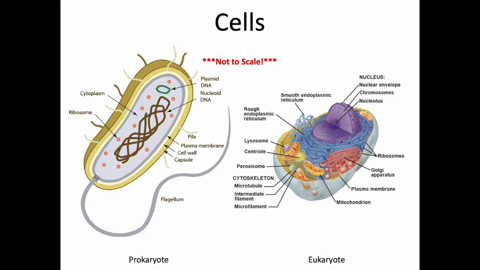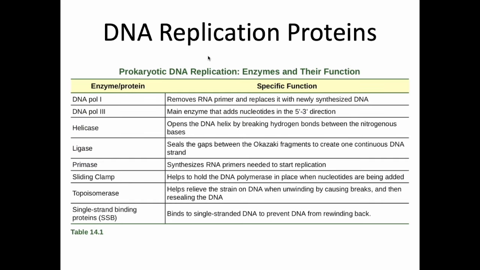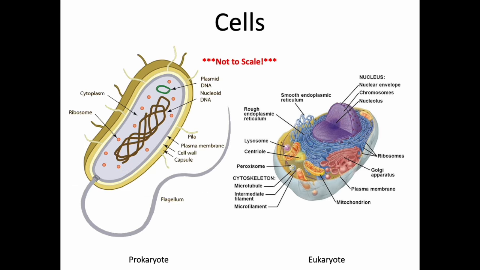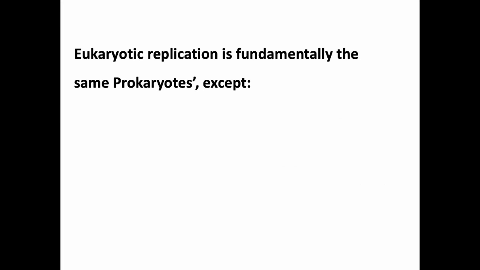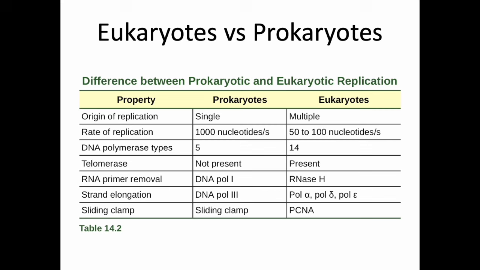As promised, let us now talk about the differences between prokaryotes and eukaryotes. Again, everything we talked about just now with DNA replication applied to both of these things, but how is DNA replication different between these two types of cells? Well, again, fundamentally it's the same. So the eukaryotic replication is fundamentally the same as prokaryotes', except for the following.